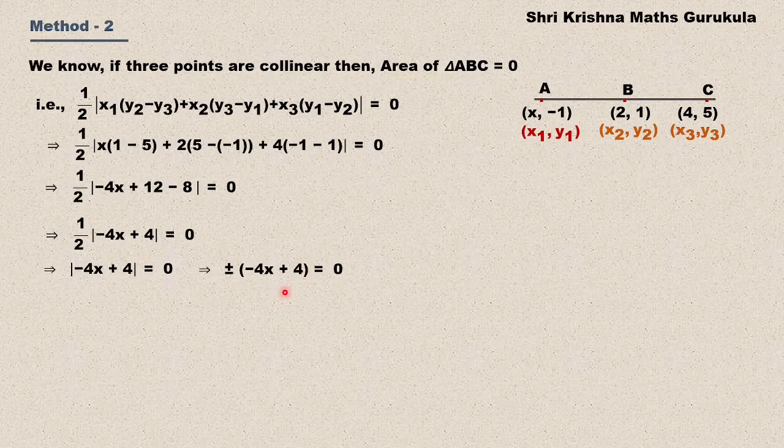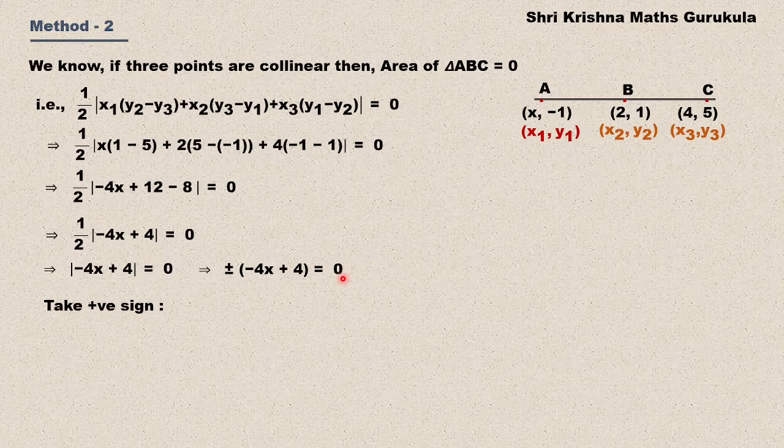See, we have something like this. We apply modulus, it becomes a positive quantity. But when we are taking a term out of modulus, we clearly don't know what is the value of x, which can alter the sign of this whole term. So we are considering positive and negative, plus or minus, minus 4x plus 4 equal to 0.